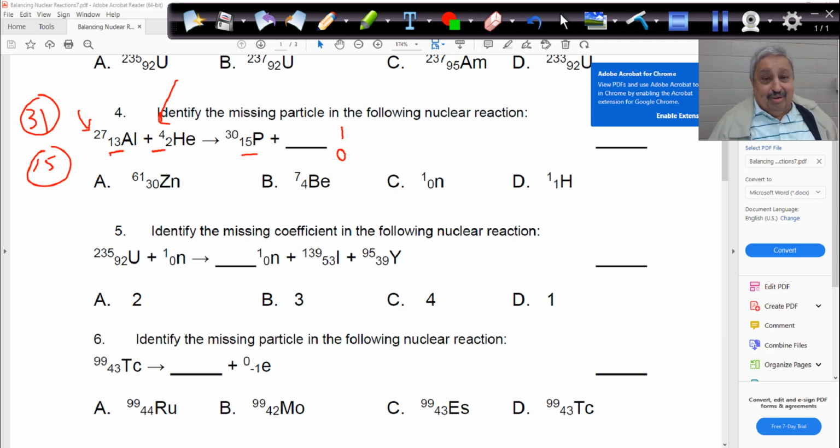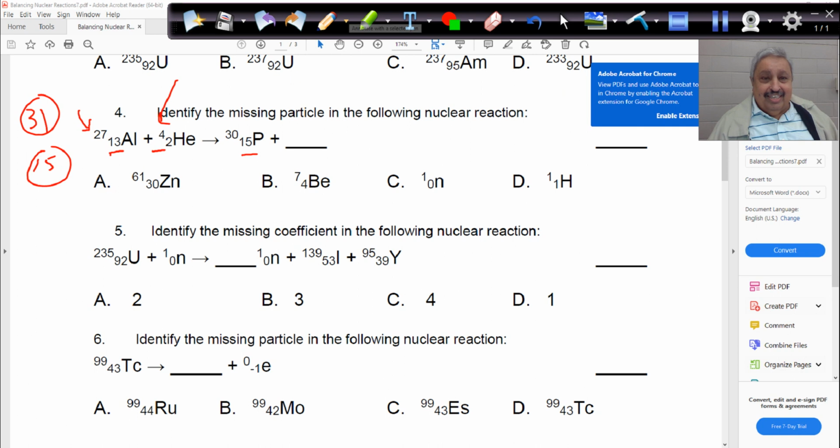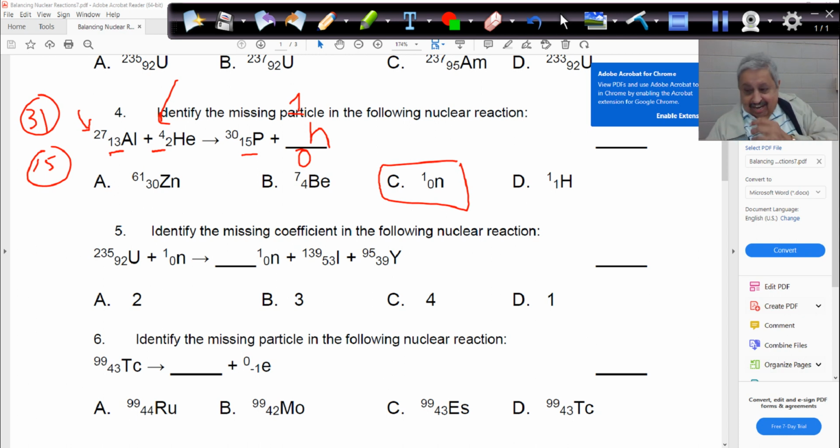Come on, don't let me down. So what is this? Correct. Don't be shy, just say it out loud. So this is a neutron, correct? The neutron always has a mass of 1, a 0 charge, 0 atomic number, correct? So where will our answer be? C. Make sense? Good, good.